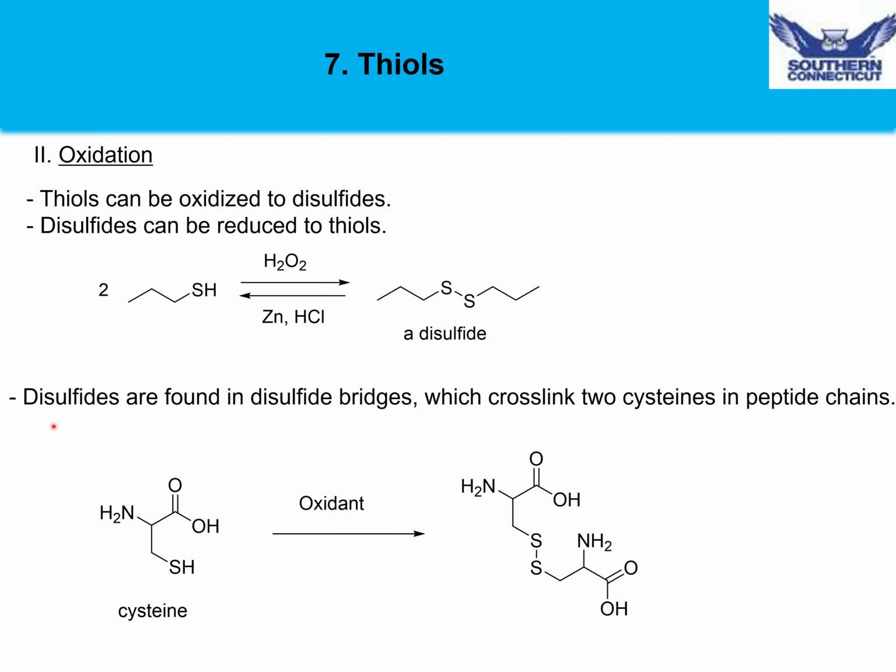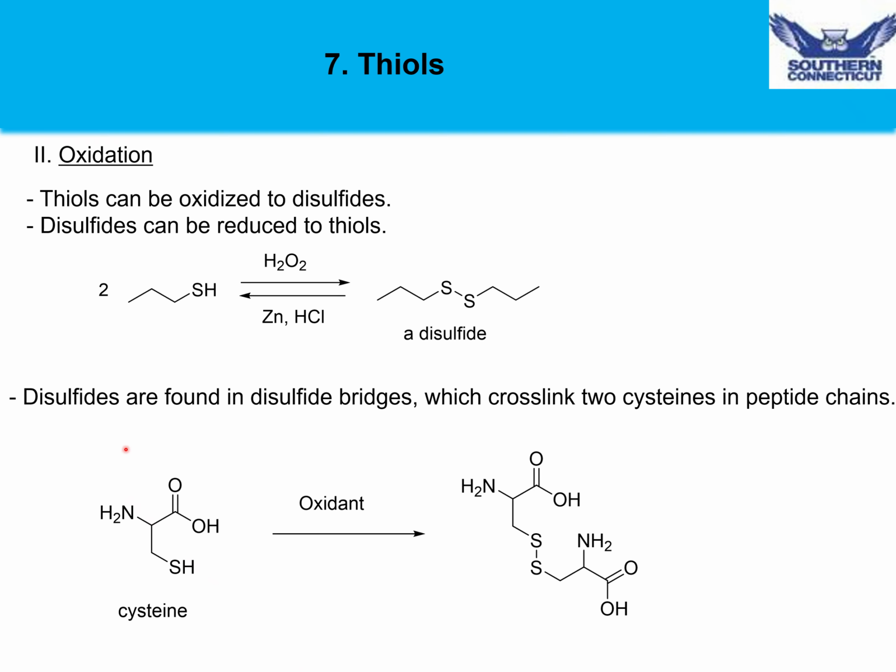This is an important reaction, both the forward and backwards reaction, in the chemistry of peptides. Disulfides make up disulfide bridges, which are cross links between cysteine amino acids in proteins.